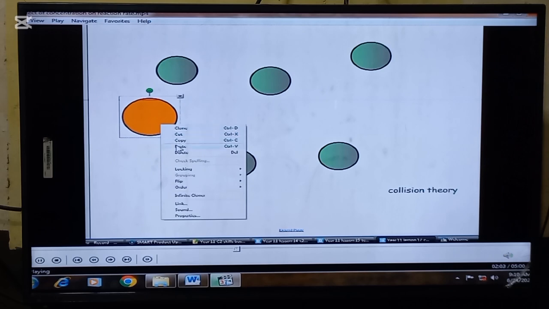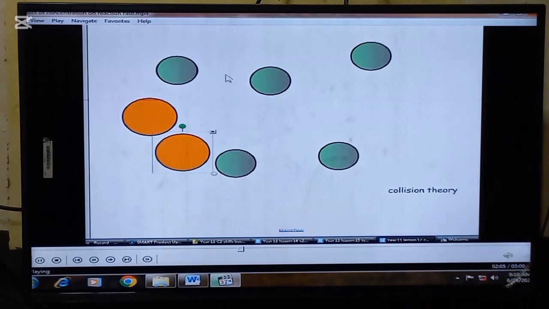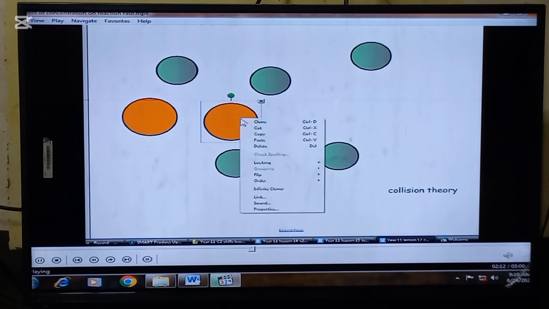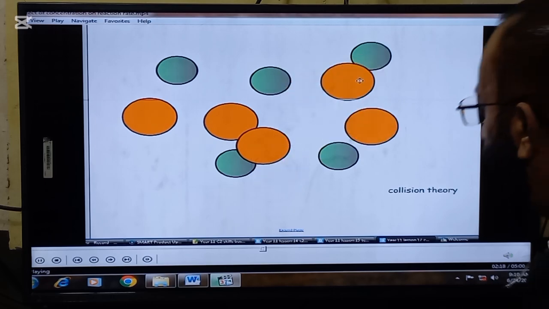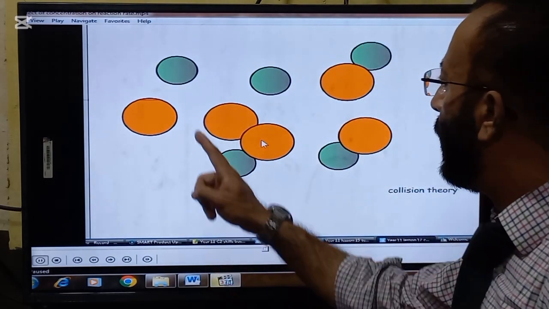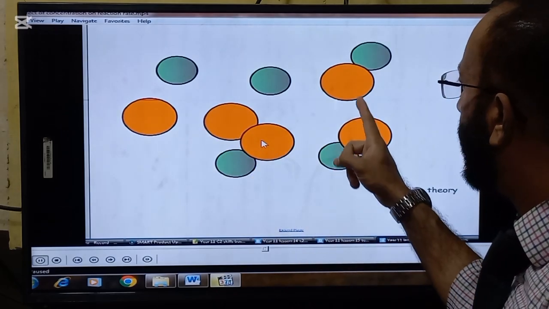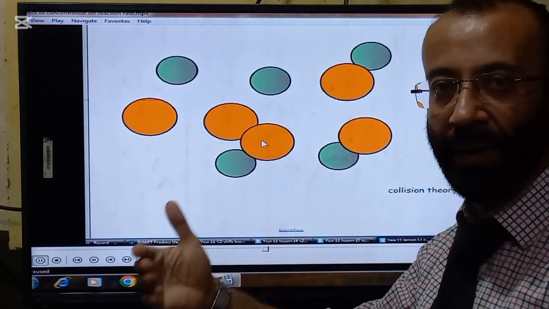Reactions. We've got some reactions here. So we've got some green reacting with orange, and as we increase the concentration of the orange, so we put more and more of them, the faster and faster the reaction will be, so more likely they would be to collide successfully.